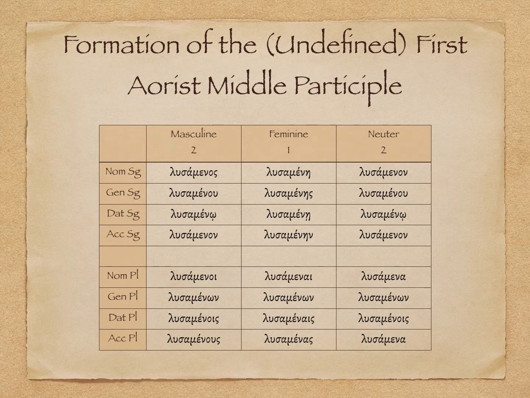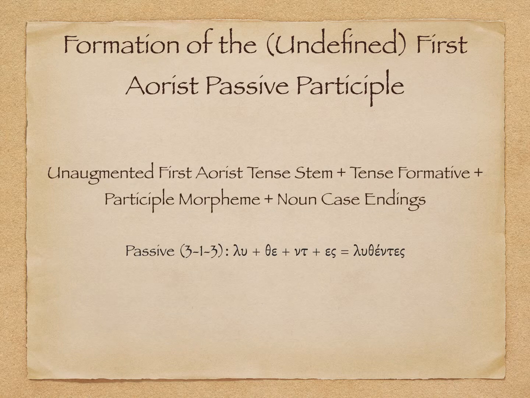By letter count, they are longer than verbs, and sometimes they're the longest word in a sentence. Immediately, that helps you to know that you have a participle. Longer words are participles. Second, as we go to the first aorist passive participle, sometimes students, when we encounter participles, are overwhelmed because there are so many parts. There's a tense stem, a tense formative, a morpheme, a case ending, all this information coming together, and that can be confusing.